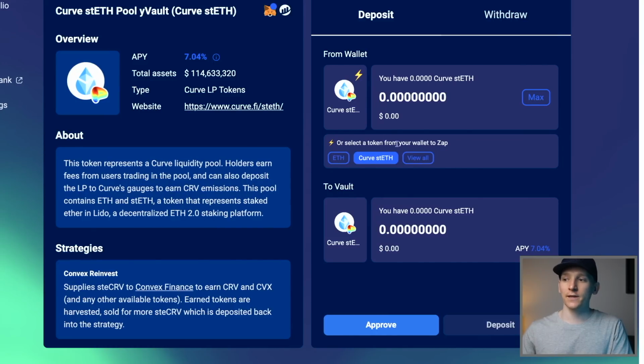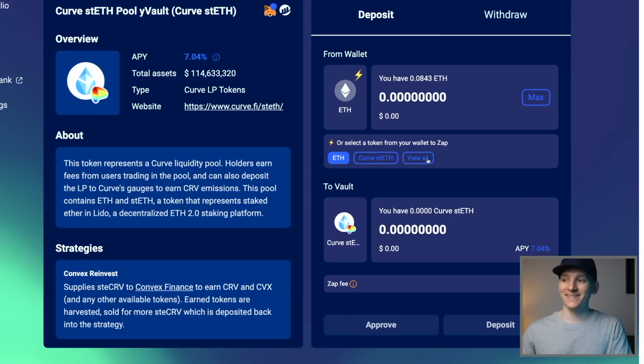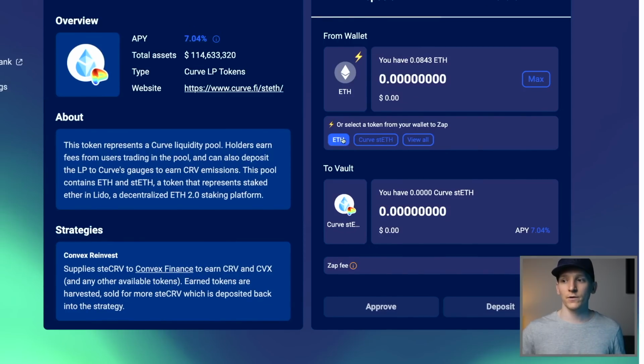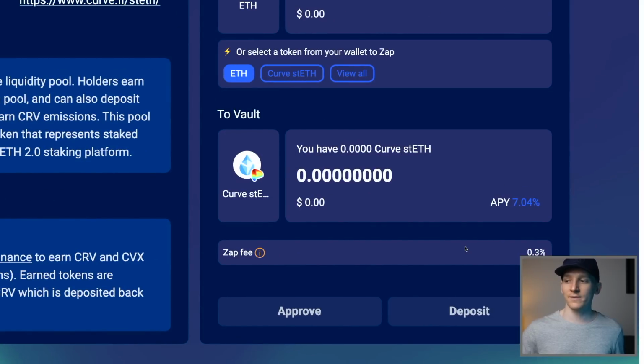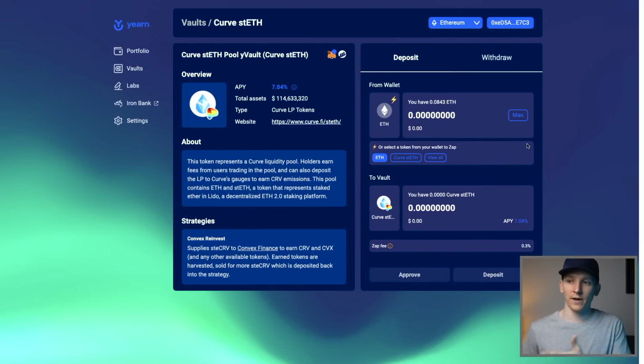You can actually select to zap as well. As you can see here, wallet to zap. So if you just click ETH, you can actually zap it in, which means that this program will go and do all of that stuff over on Curve Finance. I recommend doing it step by step if you're trading larger amounts, because then you know you're getting the best trade. Sometimes if you do a large amount with Zap, you might get a worse trade, but if you're trading a little amount, it won't be worth it. You can see the Zap fee is 0.3%. Press approve and deposit, and then you'll be running that strategy and getting that yield.